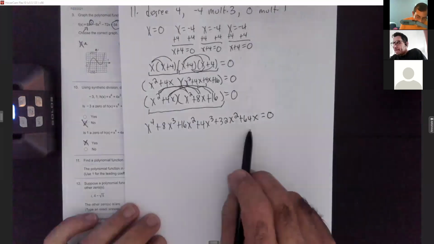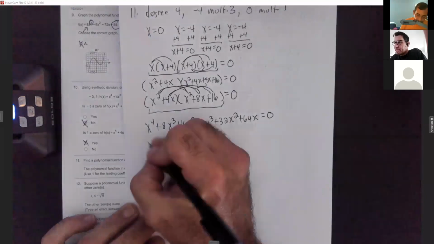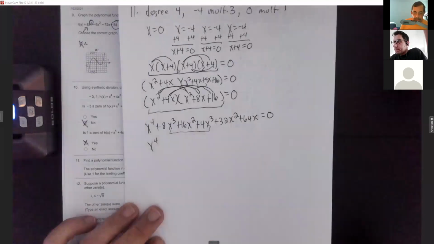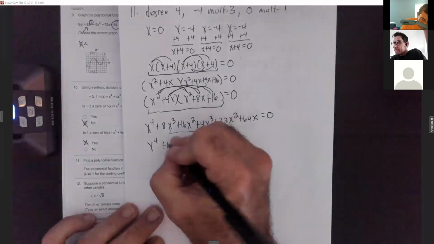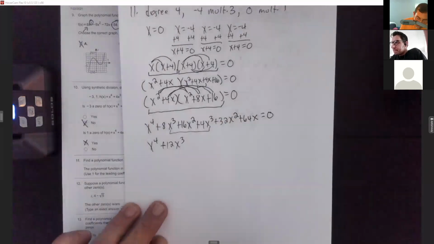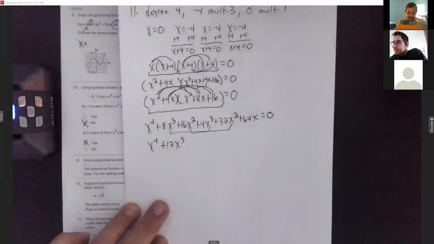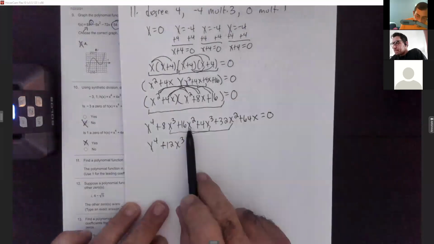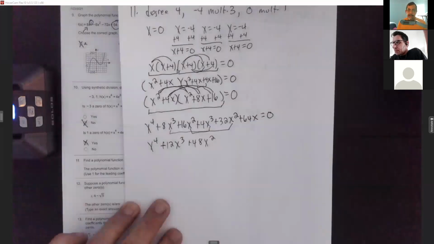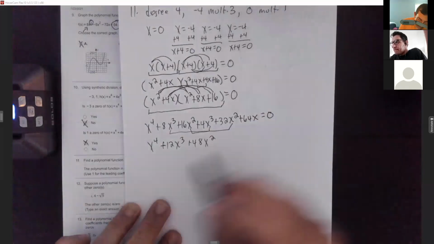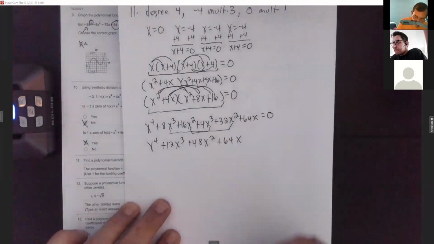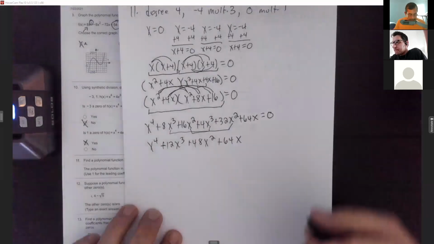So let's see, we bring down that x to the 4. Your x to the 3rds will add together. So 8 and 4 give you 12 of the x to the 3rds. These x squareds will add together. So 16 and 32 give you 48 x squareds. And then at the very end is my plus 64x.